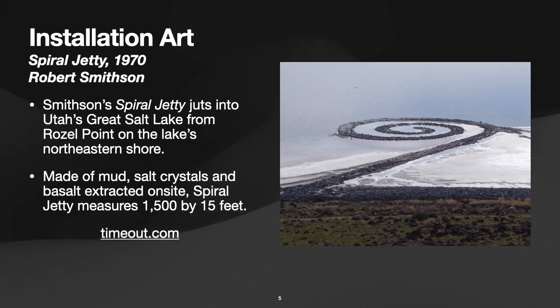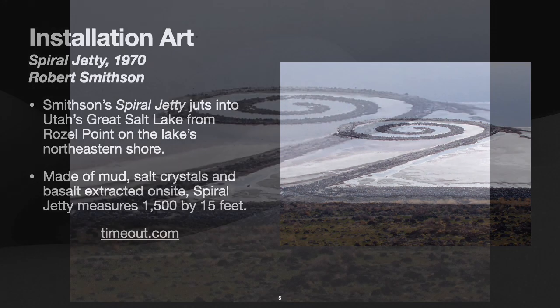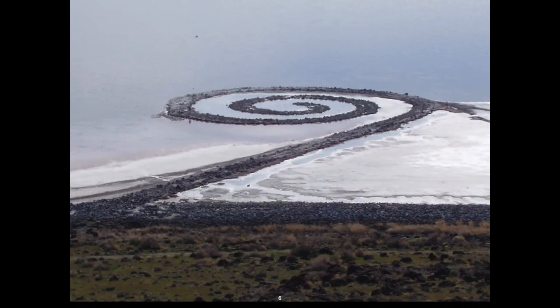Now, what's really interesting about Spiral Jetty is that when it was made, it was very quickly and intentionally submerged under the lake so that you could see it below the surface. But a drought in the 2000s lowered the lake level and brought it to the surface again. In 2017, it was named the official artwork of the state of Utah.